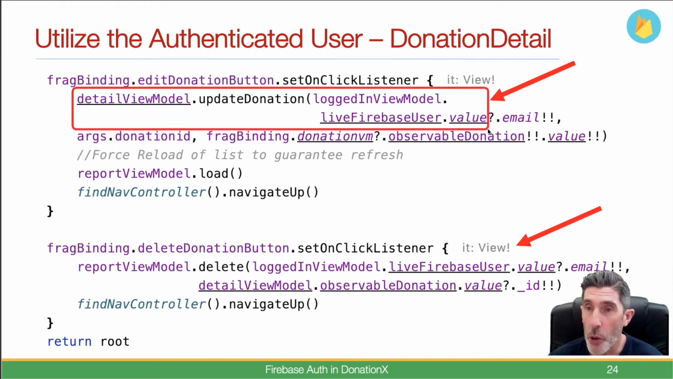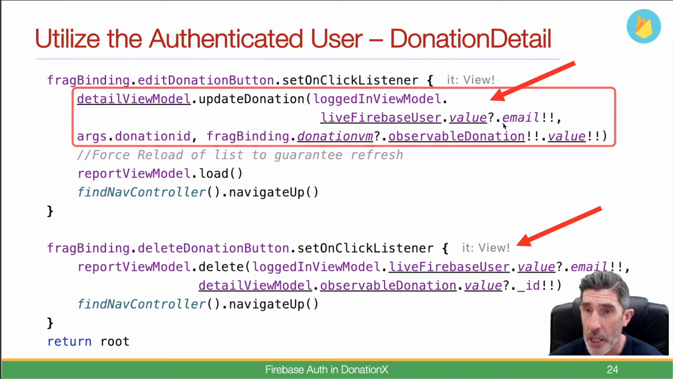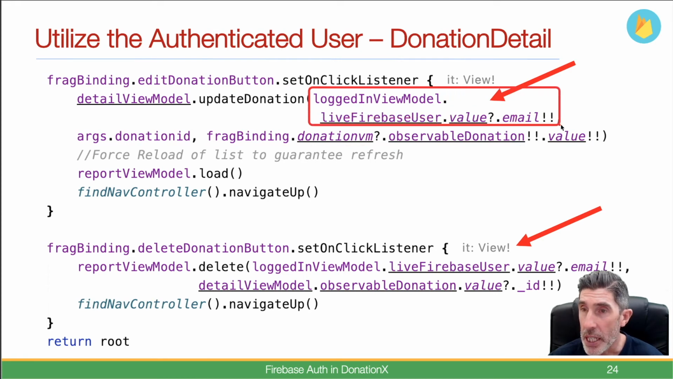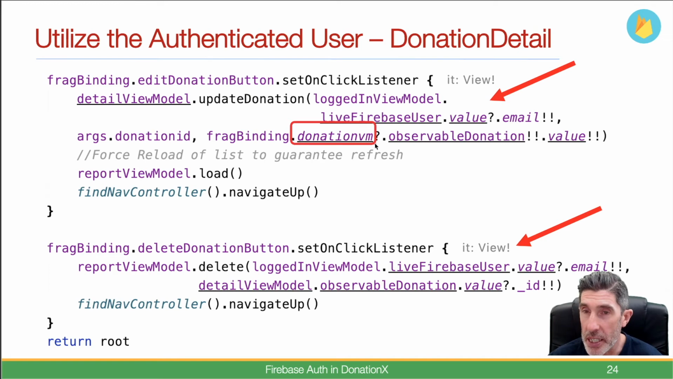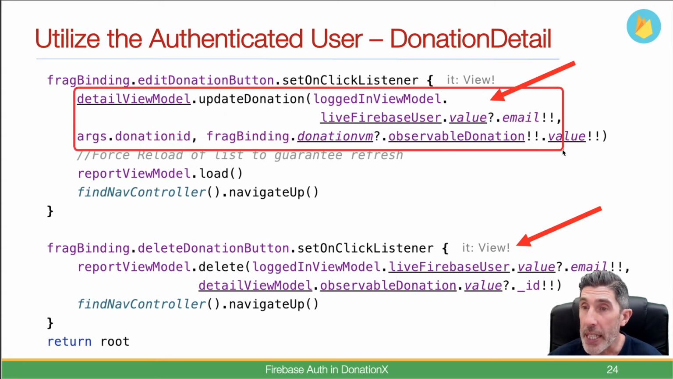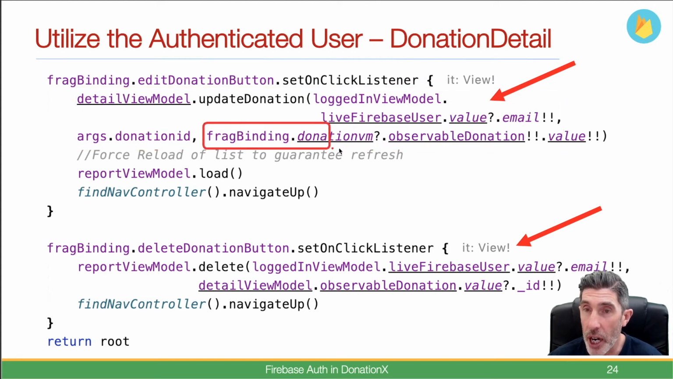So here we are just calling the update donation, passing in quite a lot of properties. We pass in the email of the authenticated user, we pass in the ID from our safe args, and using our two-way data binding, we get directly at the donation VM object that we passed in as data into our layout, get at the observable donation, the live data that we're tracking, and then .value, which is the whole donation. So what that ensures is when the user is in edit mode, so you've clicked on your report screen and loaded up the detail, you can change that detail directly, and then simply with this one call, we can update that. So we are extracting the data directly from the layout.